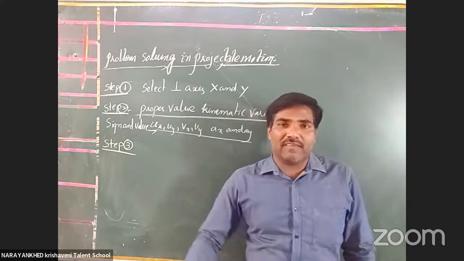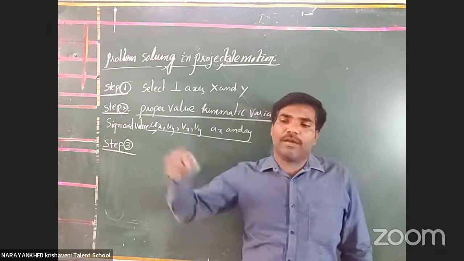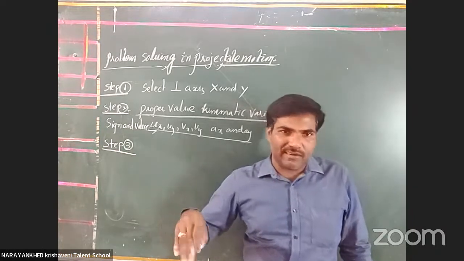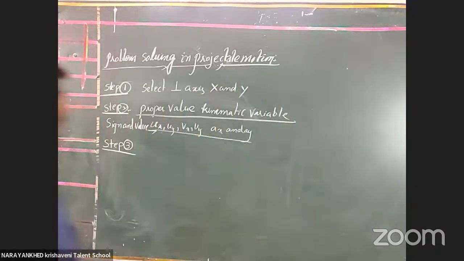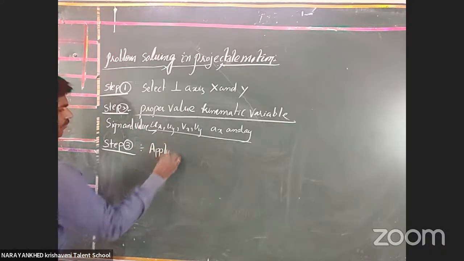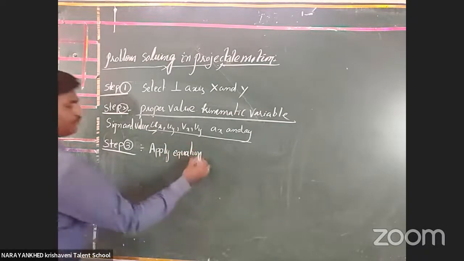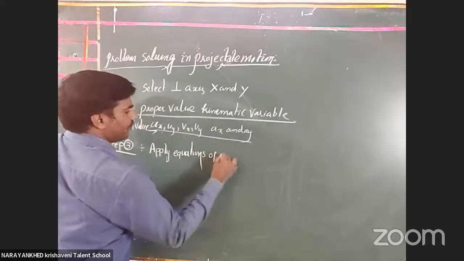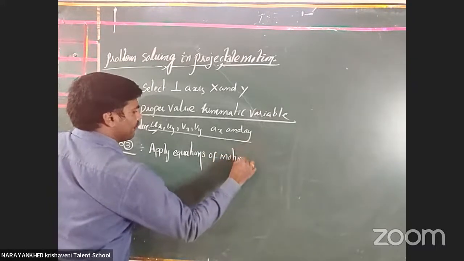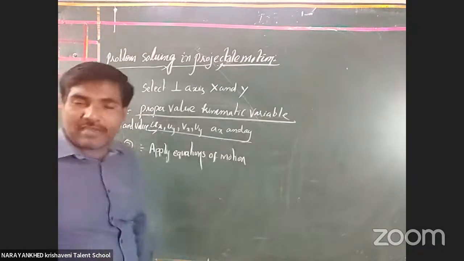Now, among the six equations, which equation is required for us? And now we apply it. Clear or not? All those things you have to consider. Use the equations required for our problem. Apply the equations of motion. There are six equations of motion, depending on the problem.